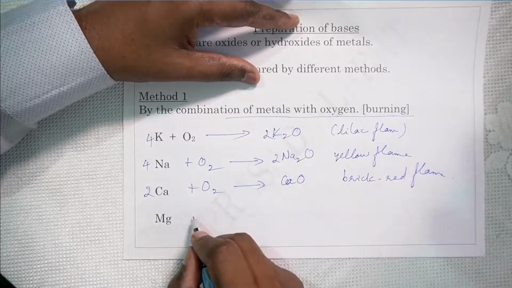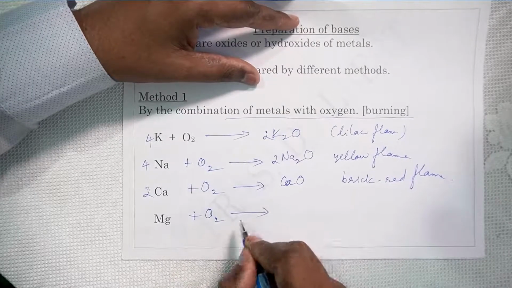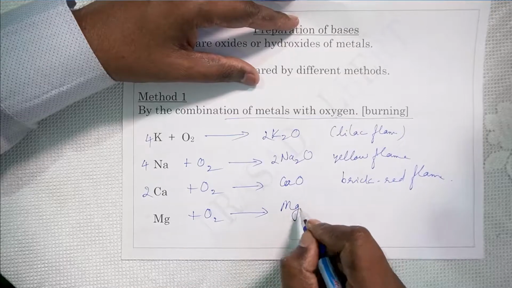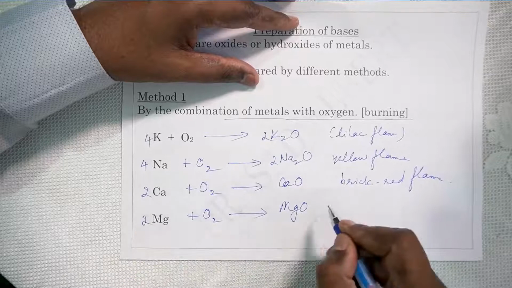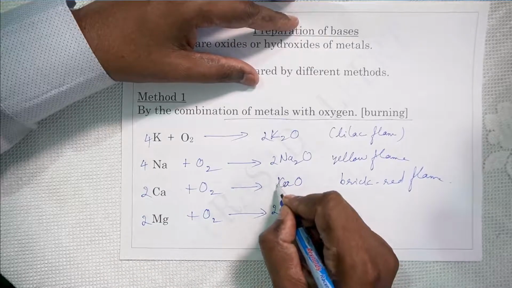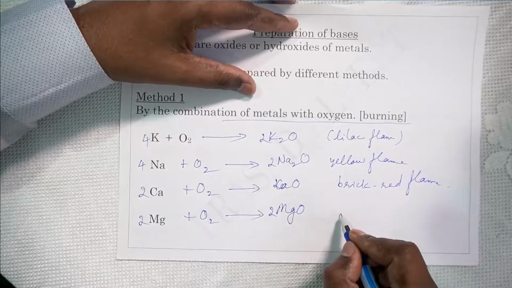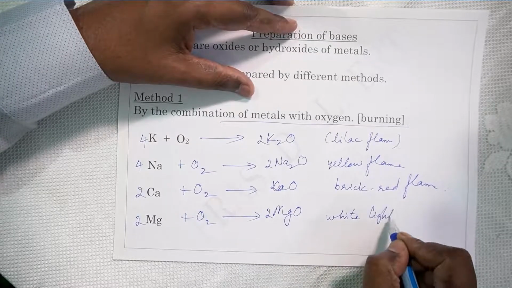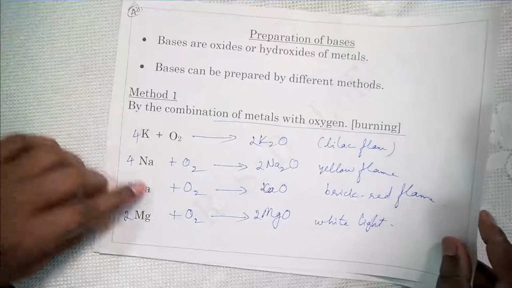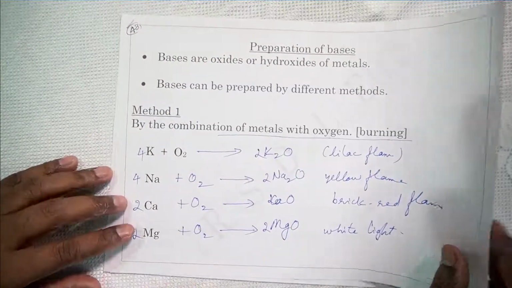You get calcium oxide. Magnesium burns in oxygen with a dazzling white light, like a camera flash. So you get magnesium oxide. Okay, so you can balance it. So white light, dazzling white light. So metal oxides are produced, they are bases.